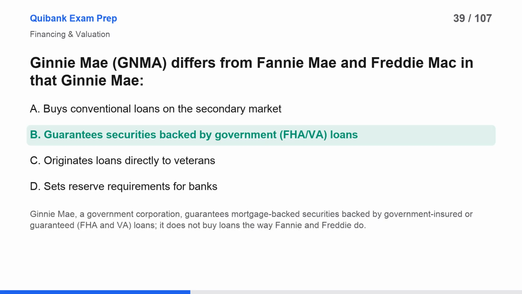The answer is B. Guarantees securities backed by government FHA/VA loans. Ginnie Mae, a government corporation, guarantees mortgage-backed securities backed by government-insured or guaranteed FHA and VA loans. It does not buy loans the way Fannie and Freddie do.